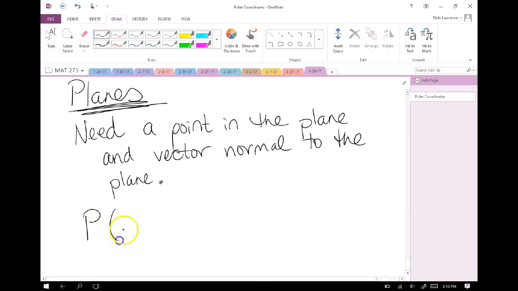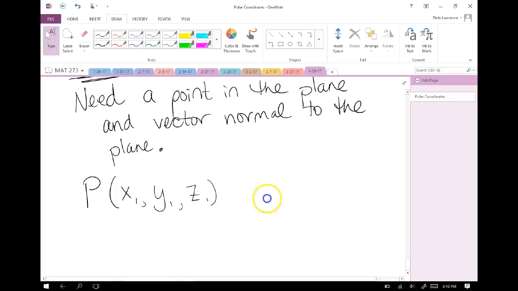So if we have point P, which we will call x1, y1, z1, and normal vector n, which has components a, b, c, there are 2 formats for the equation for the plane. They were very closely related. One of them is really just the basic setup, and then the second one is where we just multiply it out.